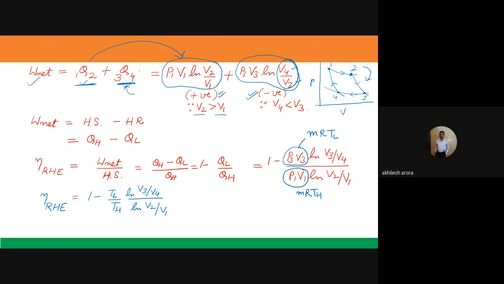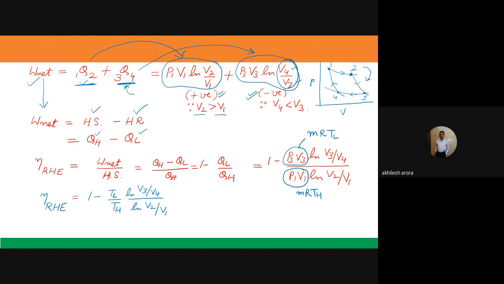If you see its sign, it comes out to be negative. So it's heat rejected by the system. So we can easily write this quantity W net as heat supplied minus heat rejected. And you know, this heat supplied is QH and heat rejected is given as QL.